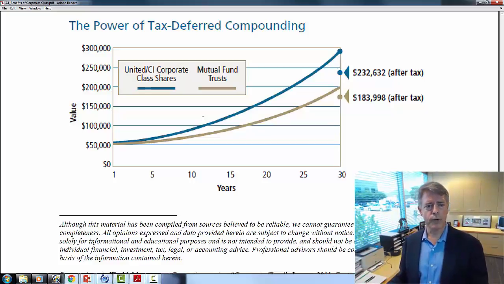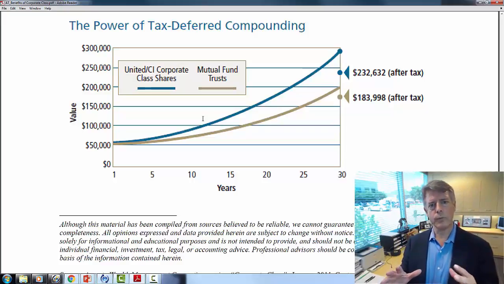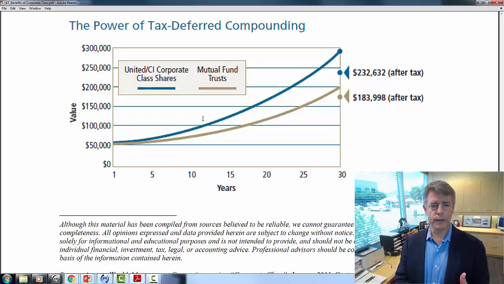With a corporate class structure, the way it's set up is the income that's generated within the corporate class structure, whether it's interest income, dividend income, or capital gains income, is not going to have to be paid out necessarily.